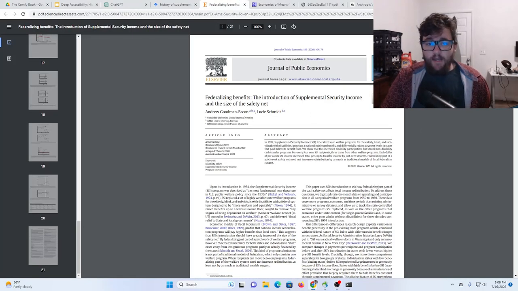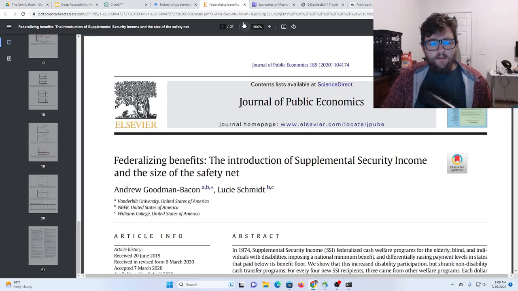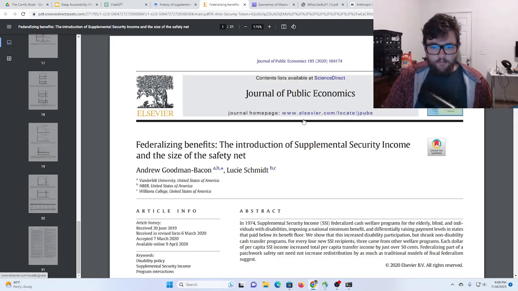And we'll read the abstract and actually get to see what Claude is telling us about what this paper is about. This is from the Journal of Public Economics, and the title of the paper is Federalizing Benefits, the Introduction of Supplemental Security Income, and the Size of the Safety Net. So our abstract for this document, let me zoom out a little bit. Of course, my head is going to be obfuscating your view a little bit.